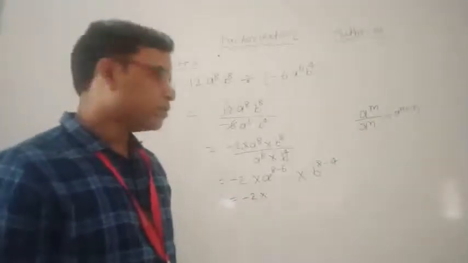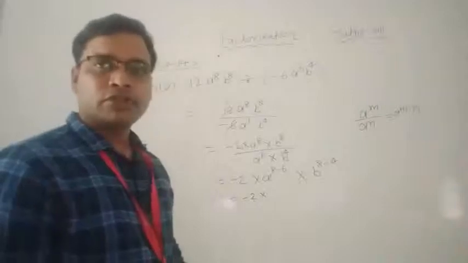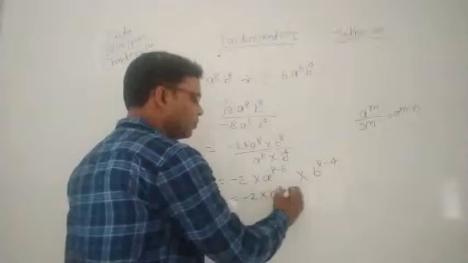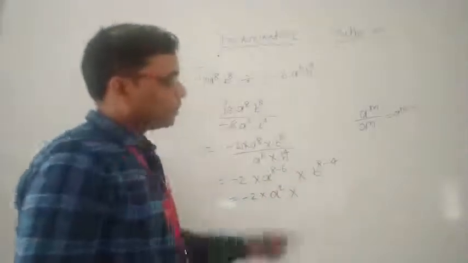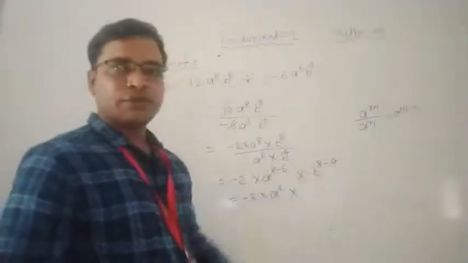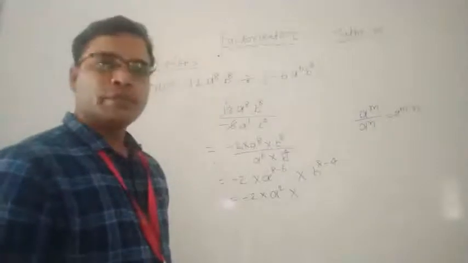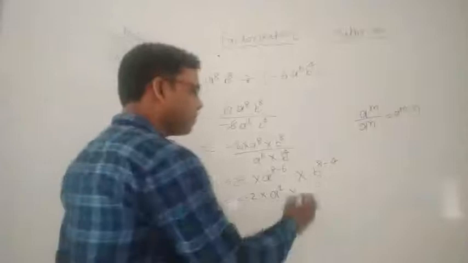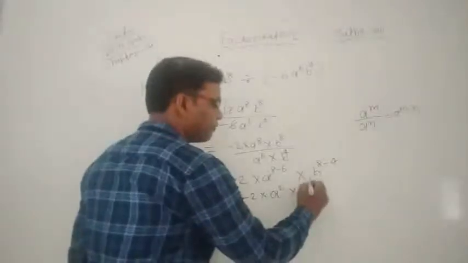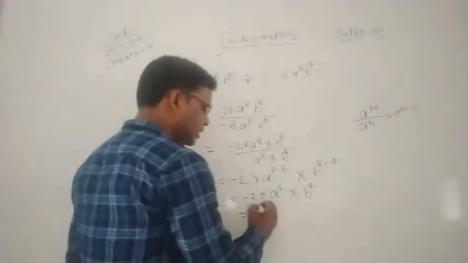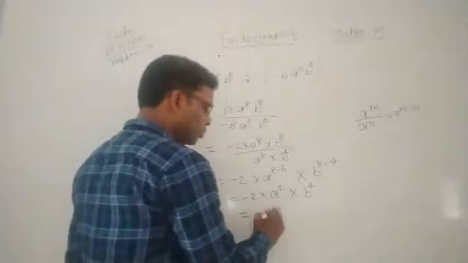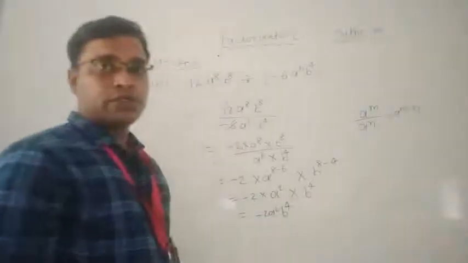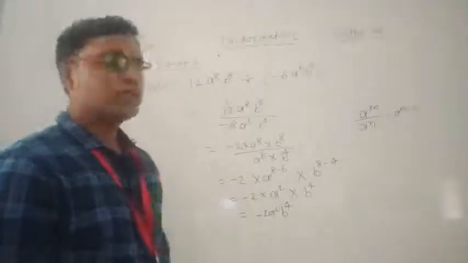Now this is equal to minus 2 into a to the power 8 minus 6. 8 minus 6 is equal to what? 8 minus 6 is equal to 2. So you can write here a power 2 into b power 8 minus 4. So it becomes b power 4, since 8 minus 4 is 4. So this way you can write minus 2a square b power 4. So in this way we complete question number 1.